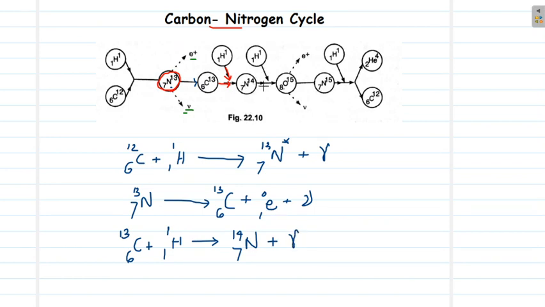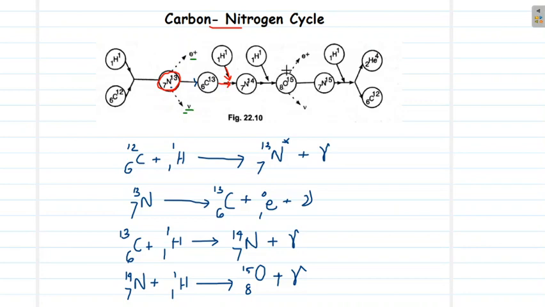Now we have 7N14, and this nitrogen will again combine with another proton to form an oxygen-15 isotope. The reaction will be 7N14, the product of the earlier reaction, combining with a proton, 1H1, to form the oxygen isotope 8O15, releasing a huge amount of energy in the form of gamma radiations. This is the fourth step in this process.